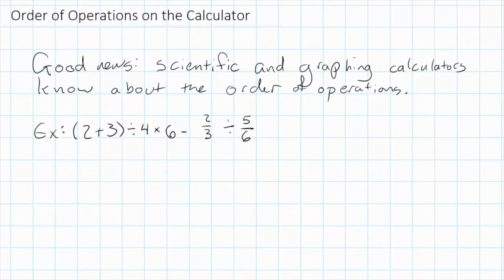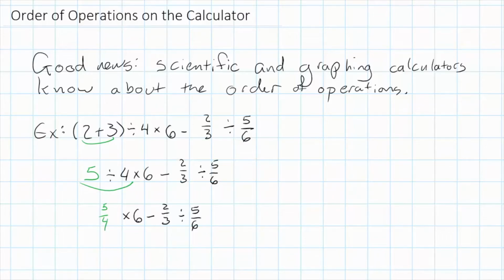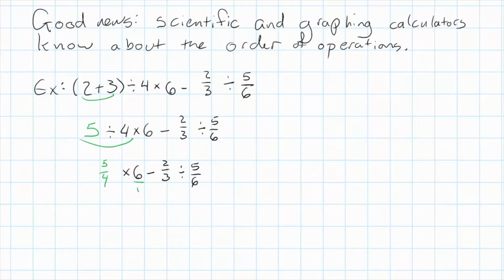Now, we could work this out by hand, starting with the part in parentheses, 2 plus 3 is 5, and then multiplication and division from left to right. So 5 divided by 4 is 5/4. 5/4 times 6 wholes. Let's see. 5 times 6 over 4 is 5 times 3 times 2 over 2 times 2. So that'll be 15 halves.